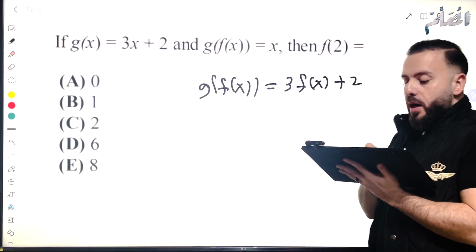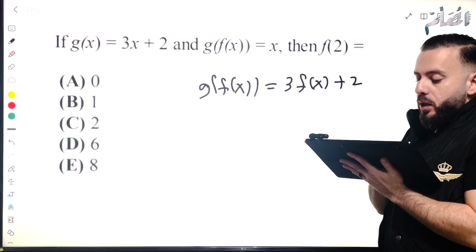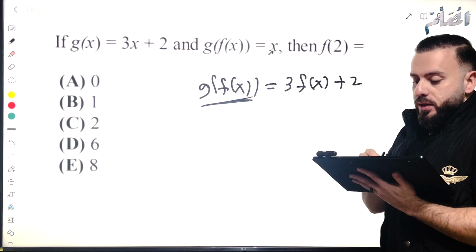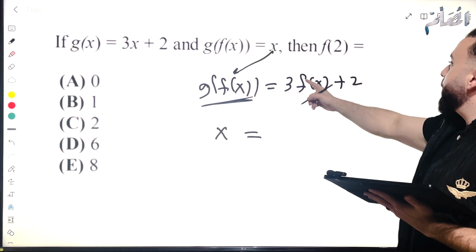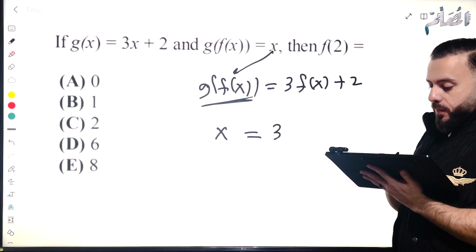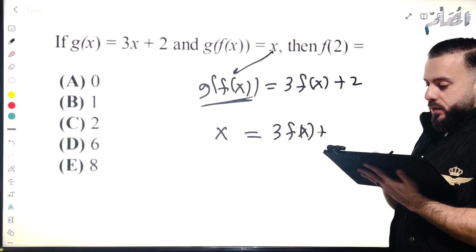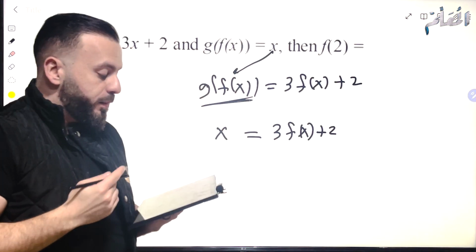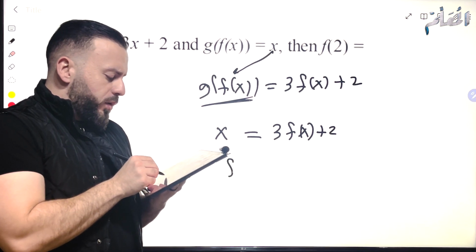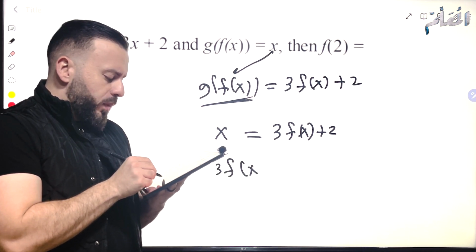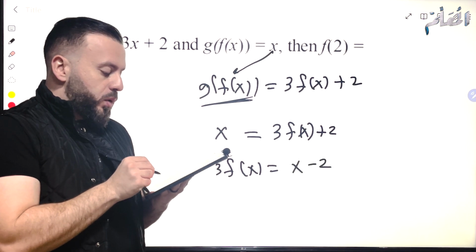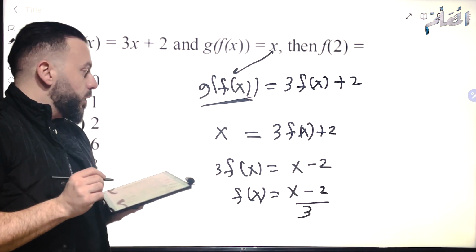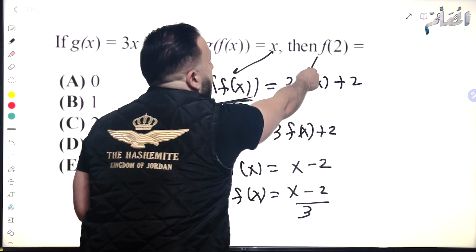So in this case, we can write now. In the place of g of f of x, it's what? The value x. And here, 3 times f of x, plus 2. What's next? Now we need to make f of x the subject. So after doing 3 f of x equals x minus 2, then f of x becomes x minus 2 over 3. Now what the question asks me is f of 2.